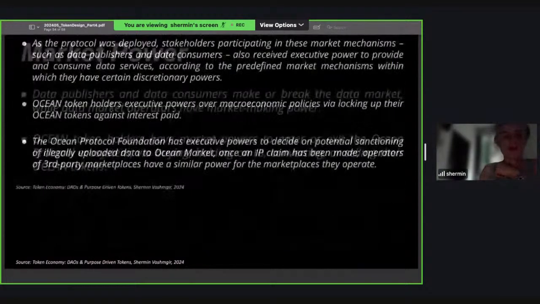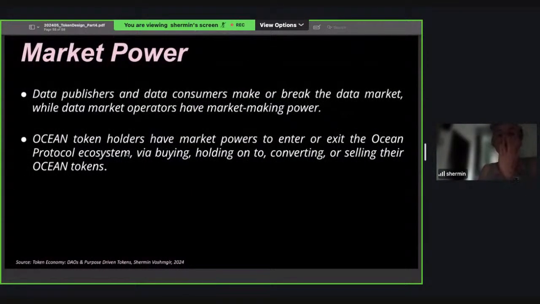As for market power, obviously the data market operators, data publishers, and data consumers make and break the systems. They have most of the market-making power. Ocean token holders have market power to enter or exit the Ocean protocol ecosystem via buying, holding on to, converting, or selling their Ocean tokens.